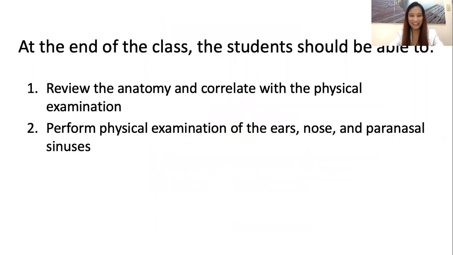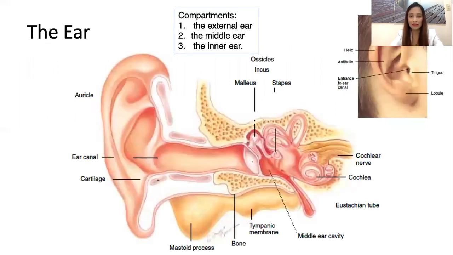At the end of the class, the student should be able to review the anatomy of the ears, nose, and paranasal sinuses and correlate it with the physical examination. And then lastly, you should be able to perform the physical examination of the ears, nose, and paranasal sinuses.